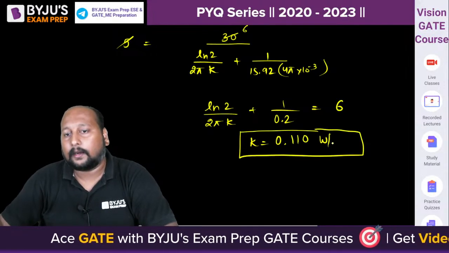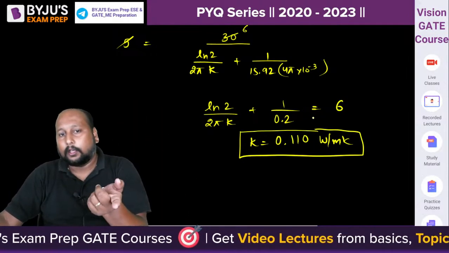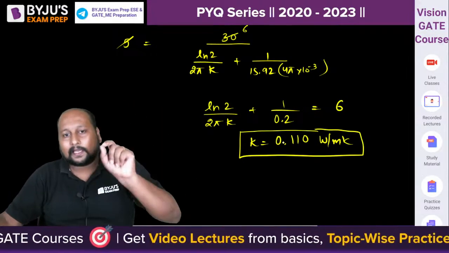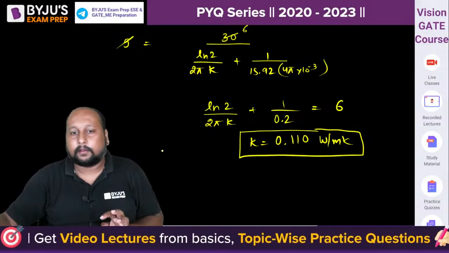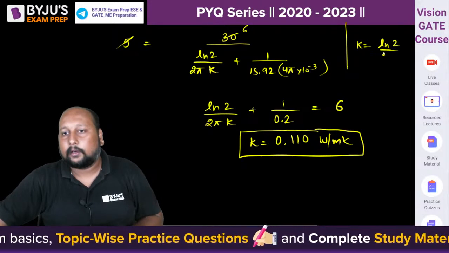0.110 watt per meter Kelvin. Why? Because 1 upon 0.2 is 5. So 6 minus 5 is 1. So I can say ln2 is equal to 2 pi k. K is equal to ln2 by 2 pi. You will be getting k is equal to ln2 by 2 pi.